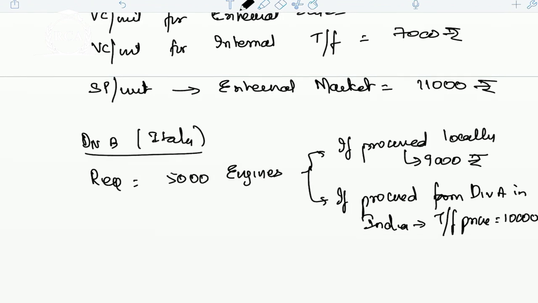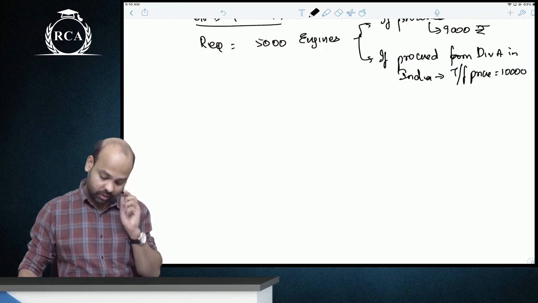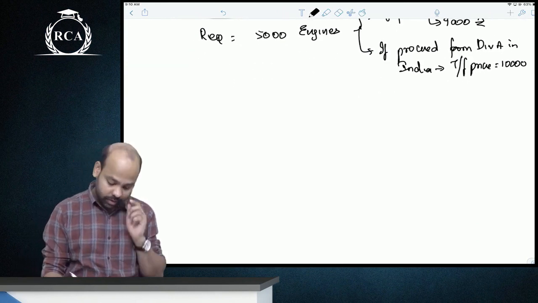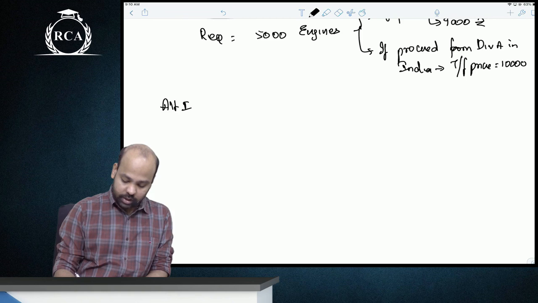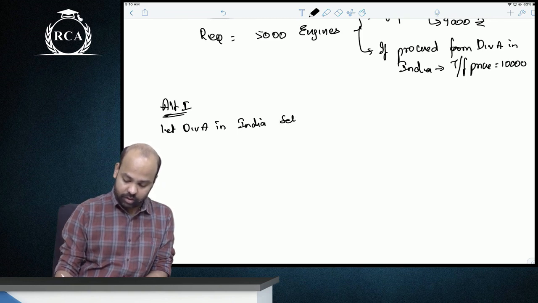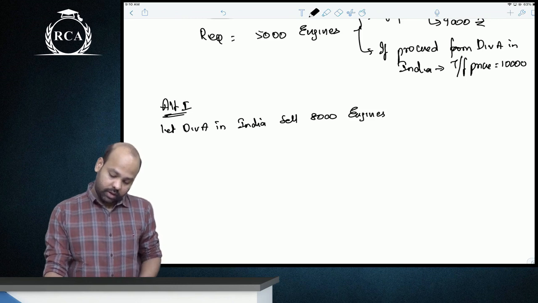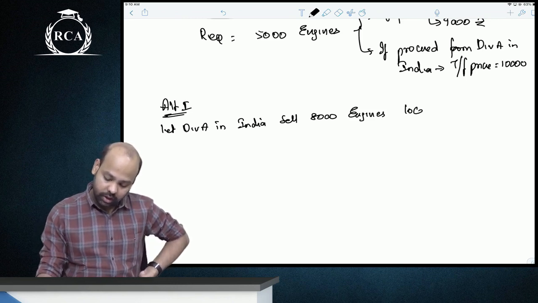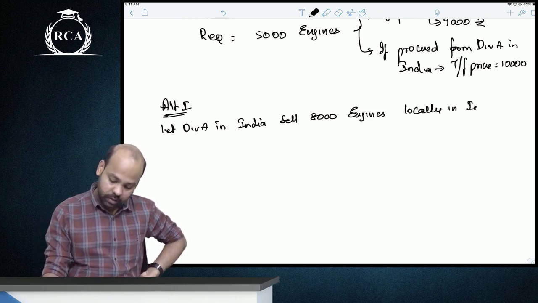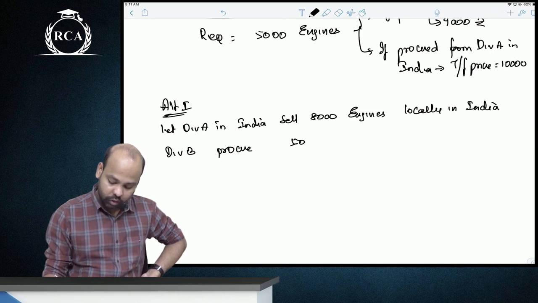I hope you're all done with this, but now let us see what the alternatives available to these entities are. Alternative one is to let division A in India sell 8,000 engines locally in India. Here we are not even utilizing capacity fully. And division B procures 5,000 engines locally in Italy.